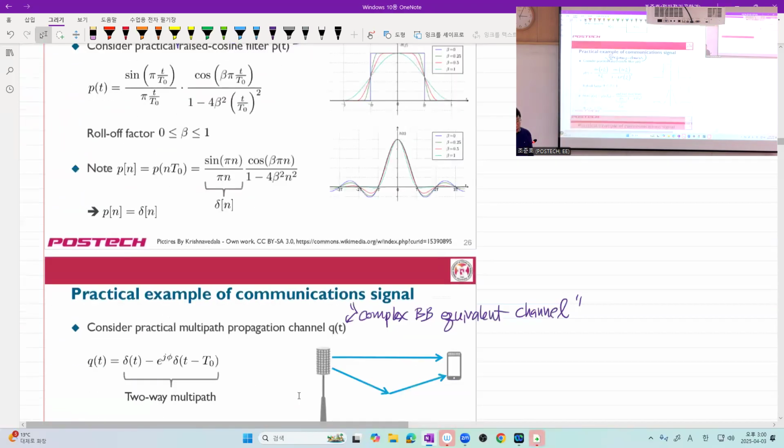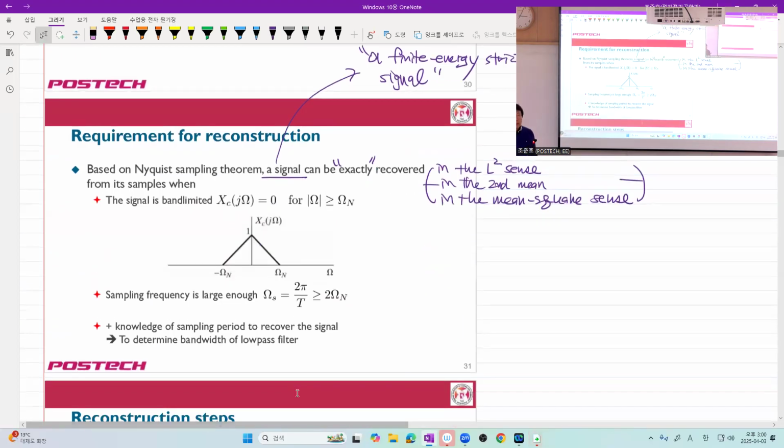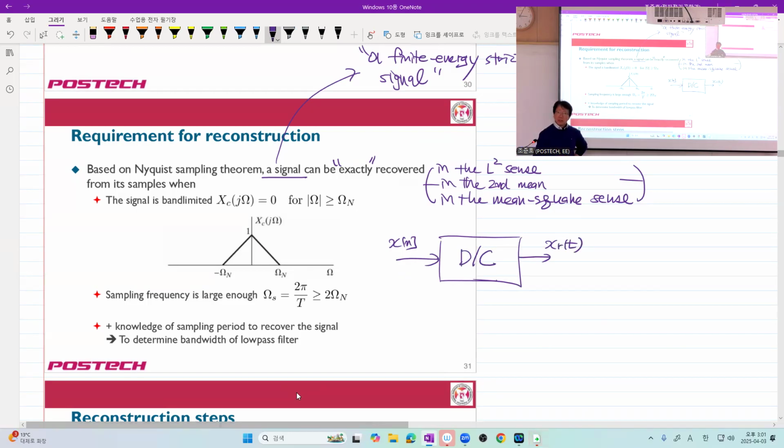Yeah. So let's see the second half of the second problem. What was the second problem? The second problem was like this. Suppose you have a discrete time signal, and here goes a D to C converter that generates some reconstructed signal. Now, how can you describe this two-signal relation? We know how to reconstruct the signal from this signal, right?